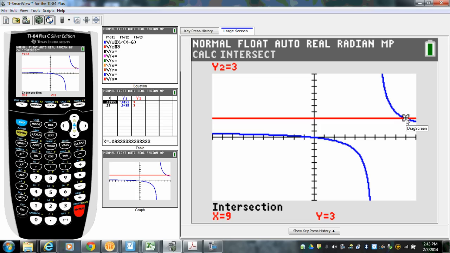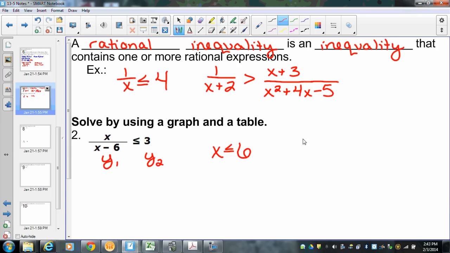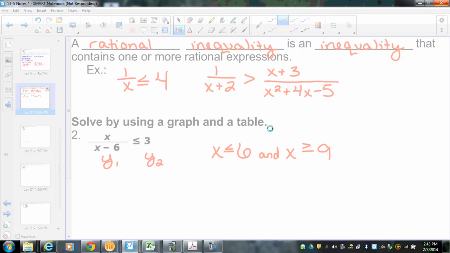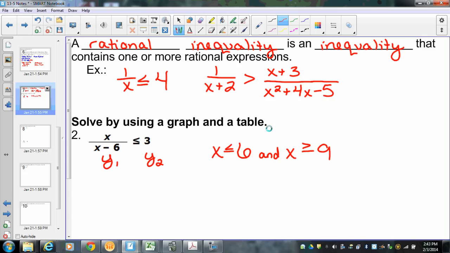So I know that for all x values from 9 forward, x over x minus 6 is less than or equal to 3. So that would be, in inequality terms, x is greater than or equal to 9. So my answers are x is less than or equal to 6, and x is greater than or equal to 9. Excuse me, that should be 4. Okay, we're going to change that to 4.